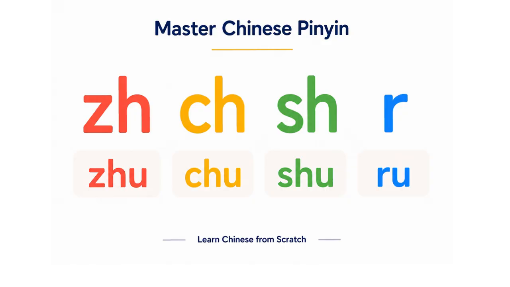Shi, shi, shi. Shi is also a retroflex sound. Tongue is slightly curled back. Air flows through a narrow space. Sound is smooth and continuous.